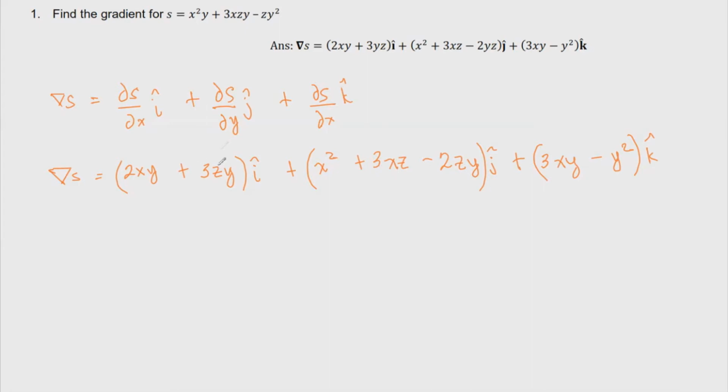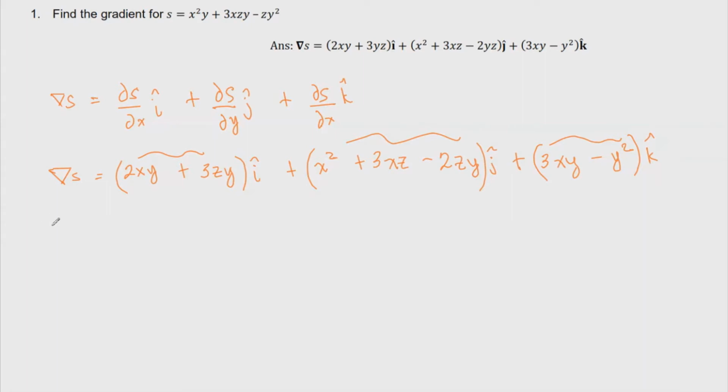So you don't have to simplify this further because you can't do anything about it. You don't add these terms because they are in different directions. Only the expressions inside the parentheses can you simplify, if you can, but you don't perform operations across the parentheses. So this is the answer for the gradient of s. That's just a simple way. It's like finding the total differential using partial derivatives.